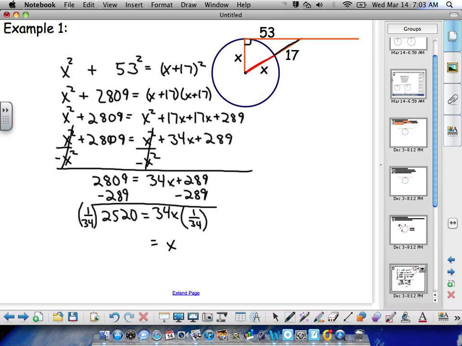So x would equal 2,520 over 34. Reduce. What number goes into both of these? Well, at least we know that 2 goes into both. So 2,520 divided by 2 is 1,260, over 17. And since 17 is a prime number and it doesn't go into 1,260, that would be our answer.